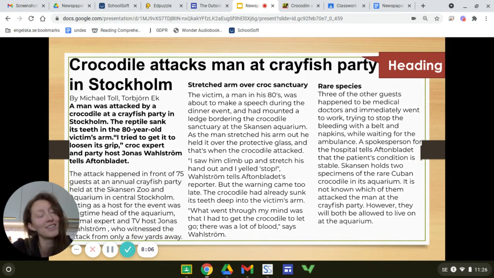Skansen holds 2 specimens of the rare Cuban crocodile in its aquarium. It is not known which of them attacked the man at the crayfish party. However, they will both be allowed to live on at the aquarium.